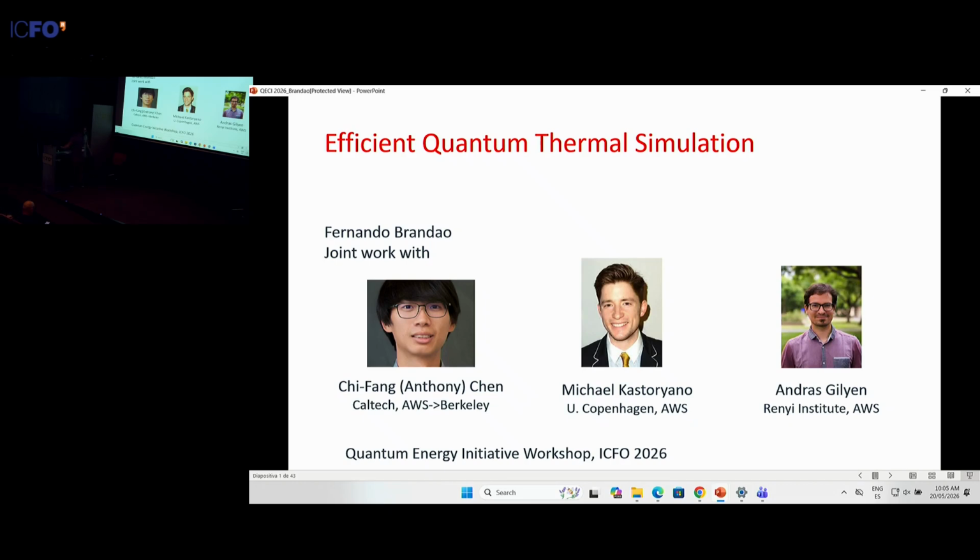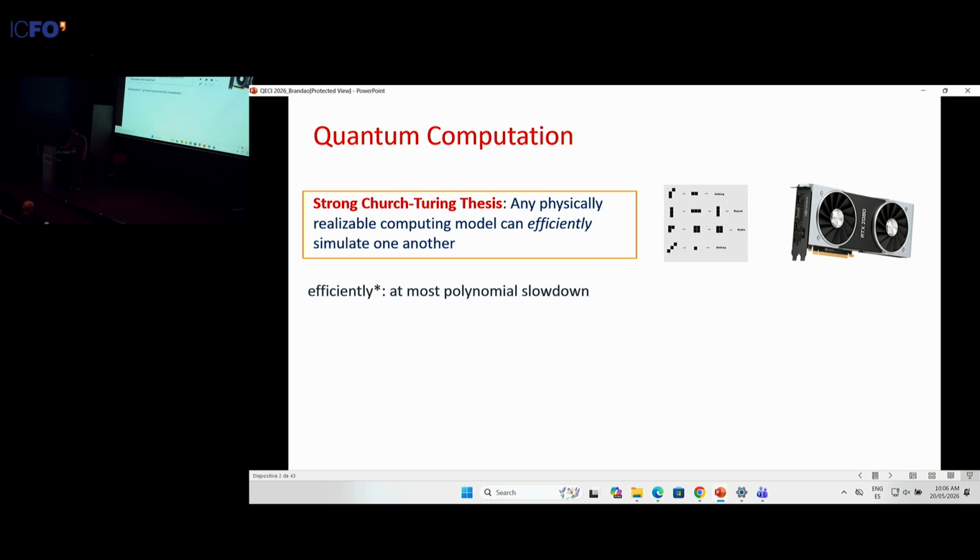This is joint work with three people: Anthony Chen, who was my student at Caltech and is now a postdoc at Berkeley; Mike Castoriano, who is faculty at the University of Copenhagen; and Andreas Gilyen, who works at the Rényi Institute in Hungary. We all did this work together as part of the Amazon Web Services quantum computing initiative that we have there.